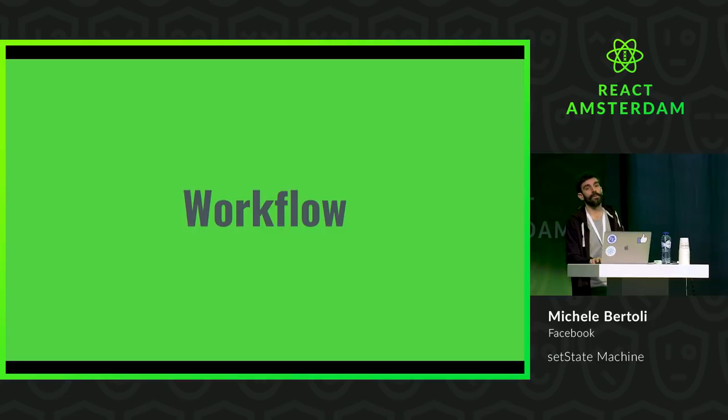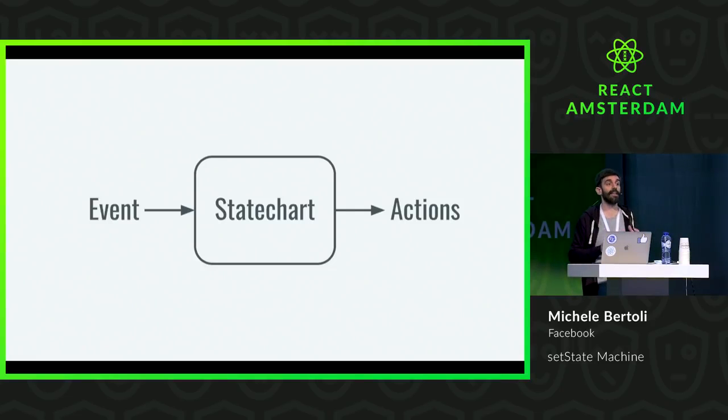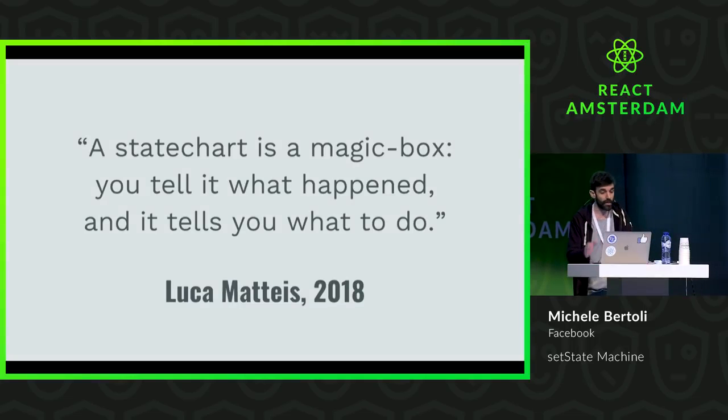So basically, the workflow when you work with state charts is that you send an event to the state chart. The state chart knows its state. It evaluates all the guards and checks whether a transition needs to happen. If it does, it collects all the actions exiting the current state, all the actions on transitions, and all the actions on entering the new state, and it gives you a bunch of actions. And you have to do something about it. To quote Luca, who wrote a great article on using state charts with Redux, check it out, I met him on Twitter talking about state charts as well, he has this great analogy. He says, a state chart is a magic box. You tell it what happened, and it tells you what to do.